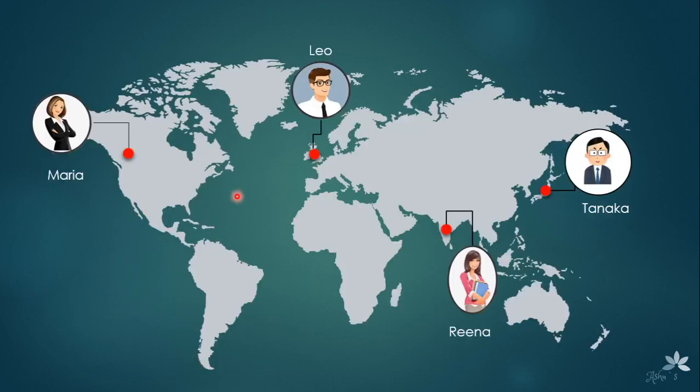Now here I have used these characters to make sentences. So she is Mrs. Maria from America, Mr. Leo from England, Miss Reena from India, and Mr. Tanaka from Japan. I am using these characters to make sentences.